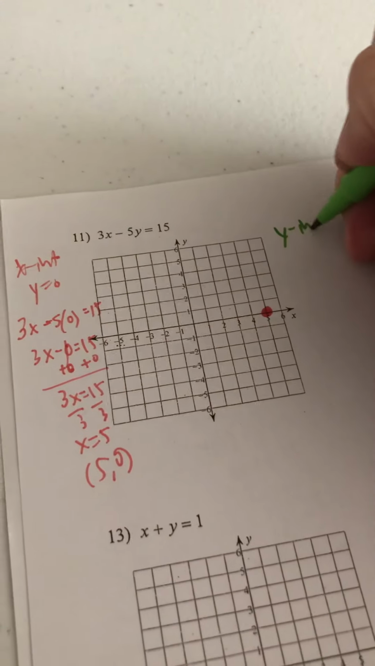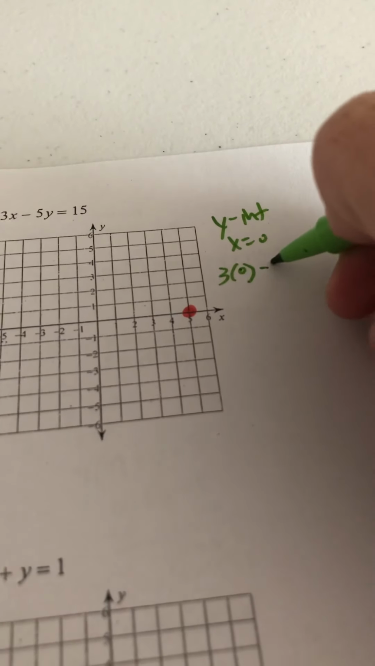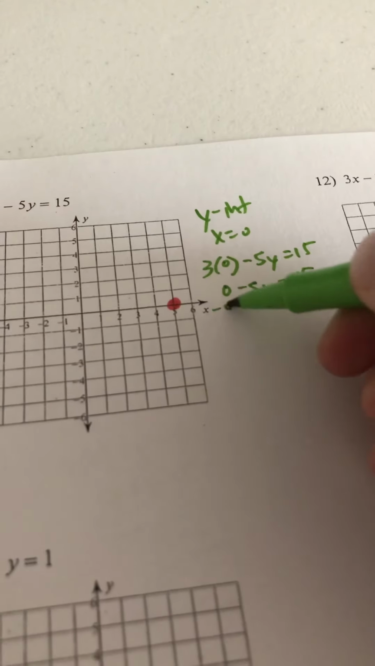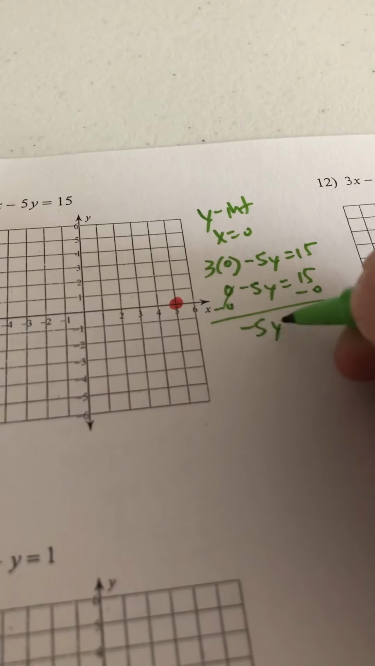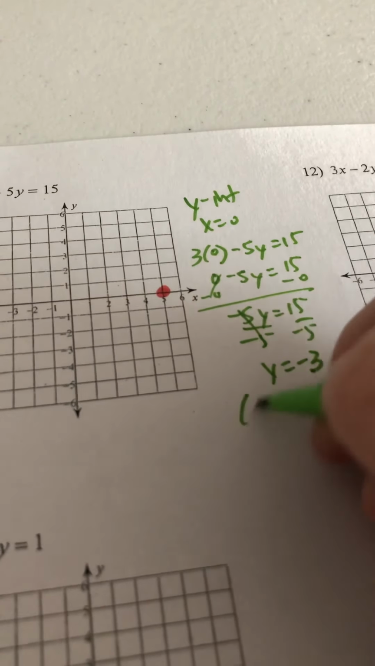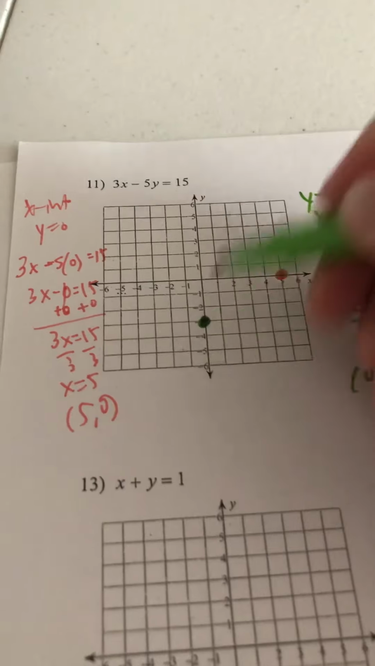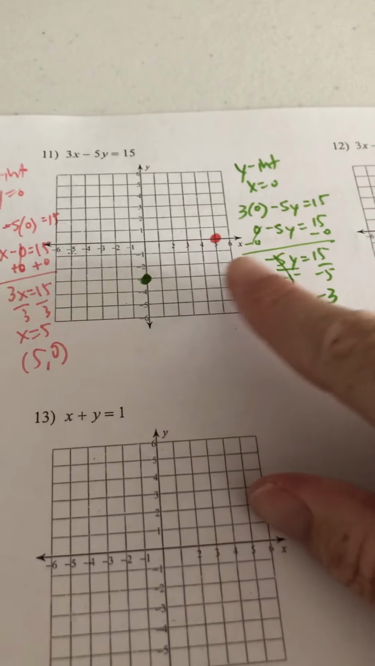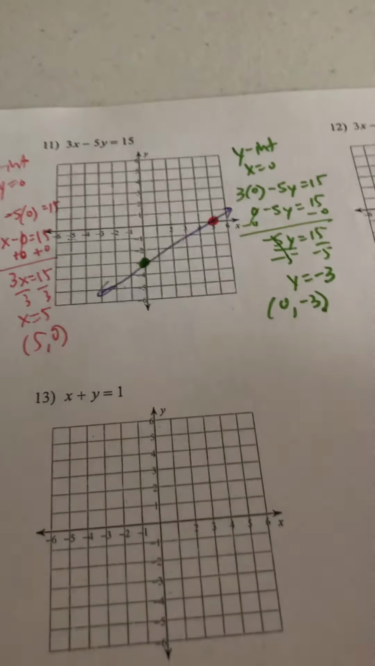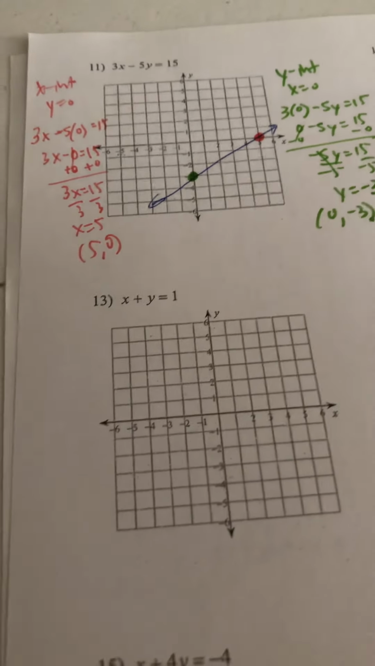Looking at the y-intercept, I'm going to make x 0 this time. So I'm going to do 3 times 0 minus 5y equals 15. That's 0. Go ahead and subtract the 0. So I get negative 5y equals 15. Divide by a negative, and I'm going to get y equals negative 3, or 0, negative 3. So this is on the y-axis at negative 3. Once you have the x-intercept and the y-intercept, you can draw a line because you have 2 points. Let's try this next one. See what you think about this one. Can you do it? Let's see how you did.